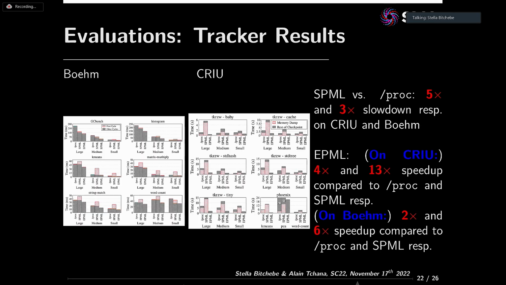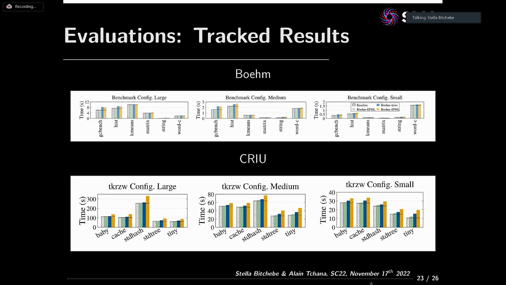Concerning the tracked application, here we present the result for Boehm and CRIU. We have here the baseline of the application, which is the execution time of the application when it is not tracked. And after that, we have the execution time of the application when the tracker uses each technique.